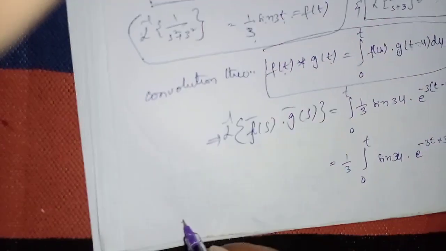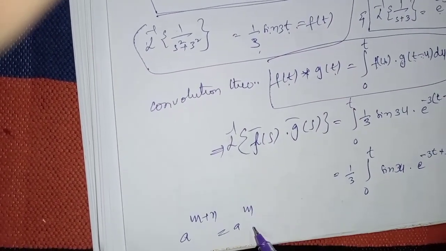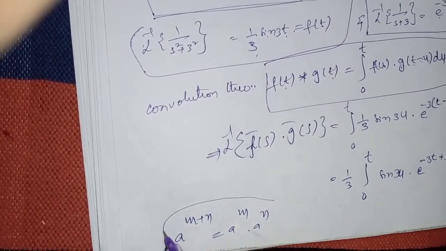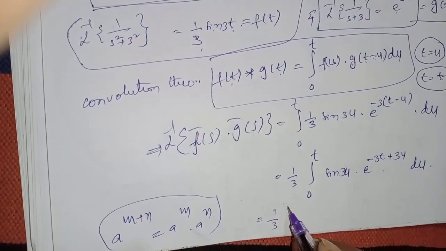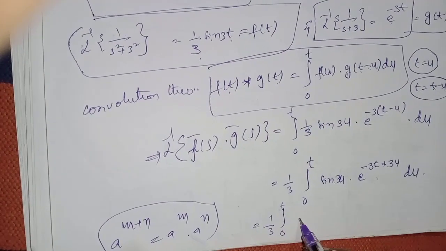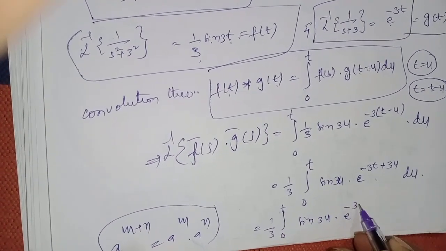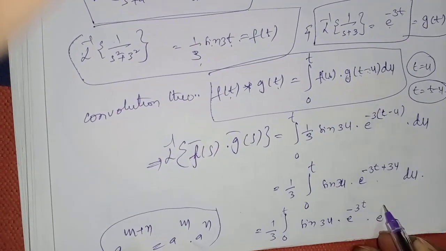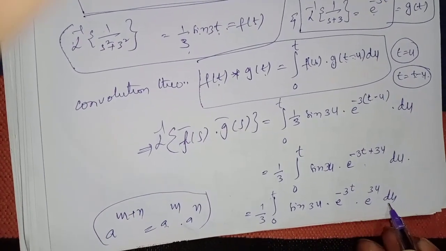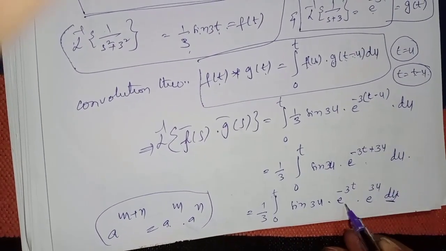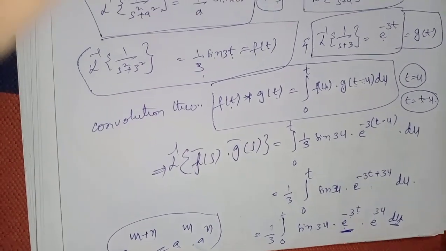We know that a to the power of m plus n is equal to a to the power of m into a to the power of n. The same way here also, 1 by 3 integral 0 to t sine 3u into e to the power of minus 3t into e to the power of 3u du. Apply this formula. See here derivative is u. This e to the power of minus 3t is the constant, so taking common.